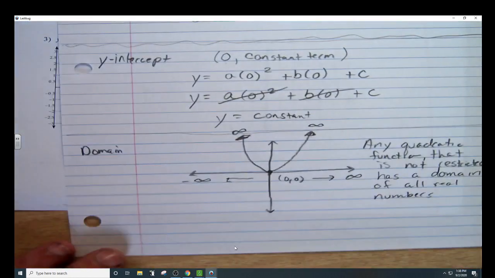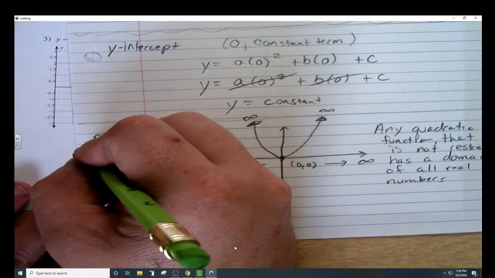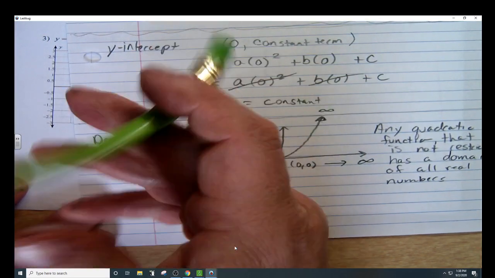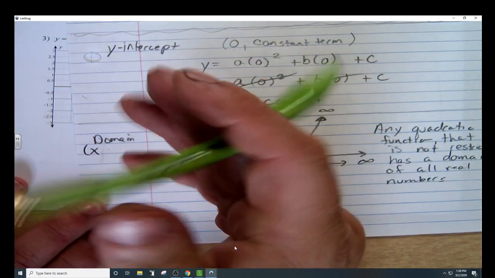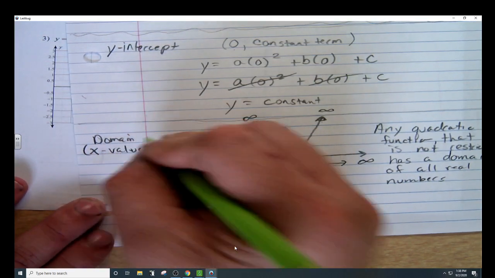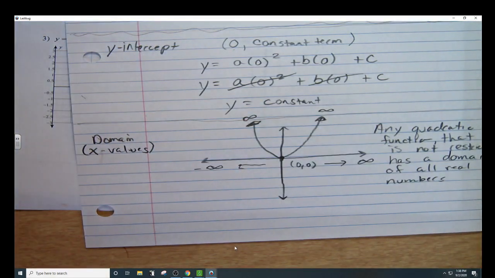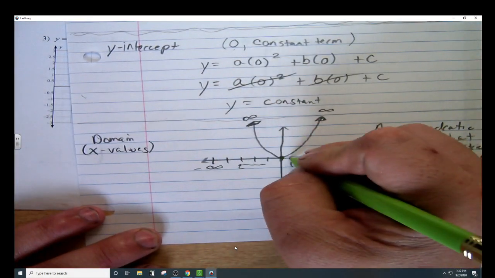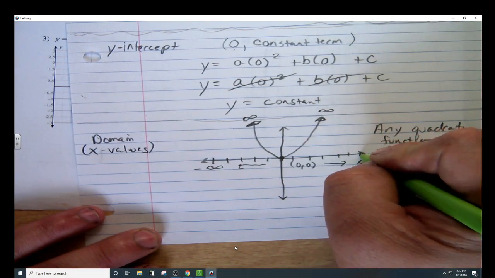And guys, remember, when we're talking about domain, remember domain from Math 1 is simply just the x values. It's simply just the x values of a function. So if I say domain, all I'm talking about is the x values of your function. These are the x values on the x-axis. This is the domain of a function, the x values of a function.